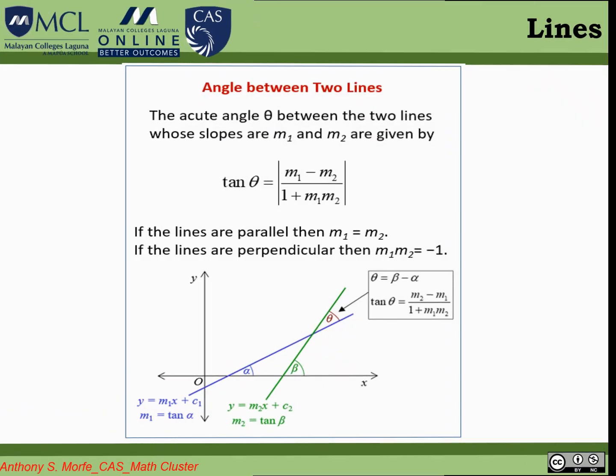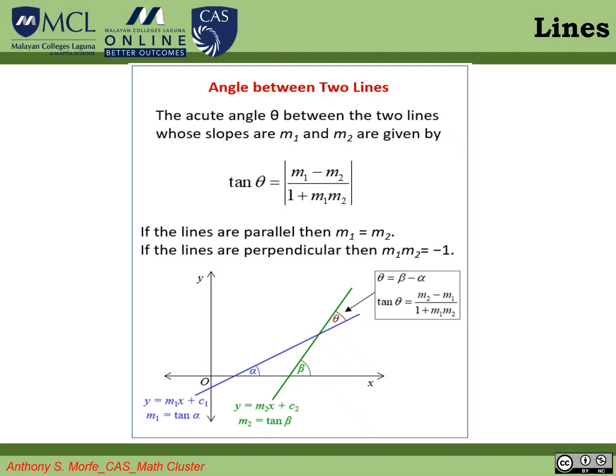And then we have to move to the next part of this topic, the angle between two lines. The angle between two lines, class, is given by this illustration. We can derive it, but at the moment we'll just make use of this one. The acute angle theta between two lines whose slopes are m1 and m2 is given by this formula: tangent theta is equal to m1 minus m2 divided by 1 plus m1 times m2.